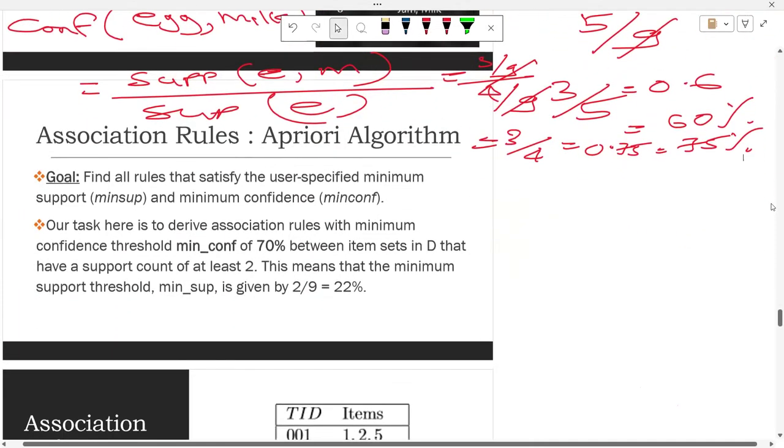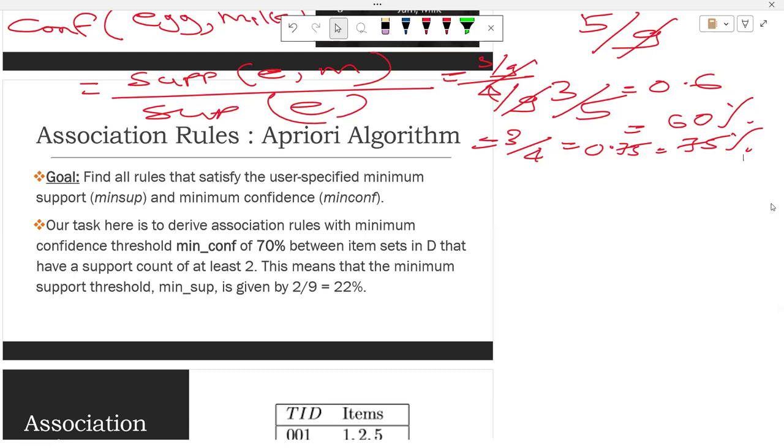Did you understand the concept I'm explaining? So now you know how to calculate the support count. Then you calculate the support count divided by the total number of transactions. That is the support of a frequent itemset. To check for a frequent itemset, you compare against the minimum support threshold. If your support is greater than or equal to the minimum support threshold, we can say it is a frequent itemset. Then we find the confidence.